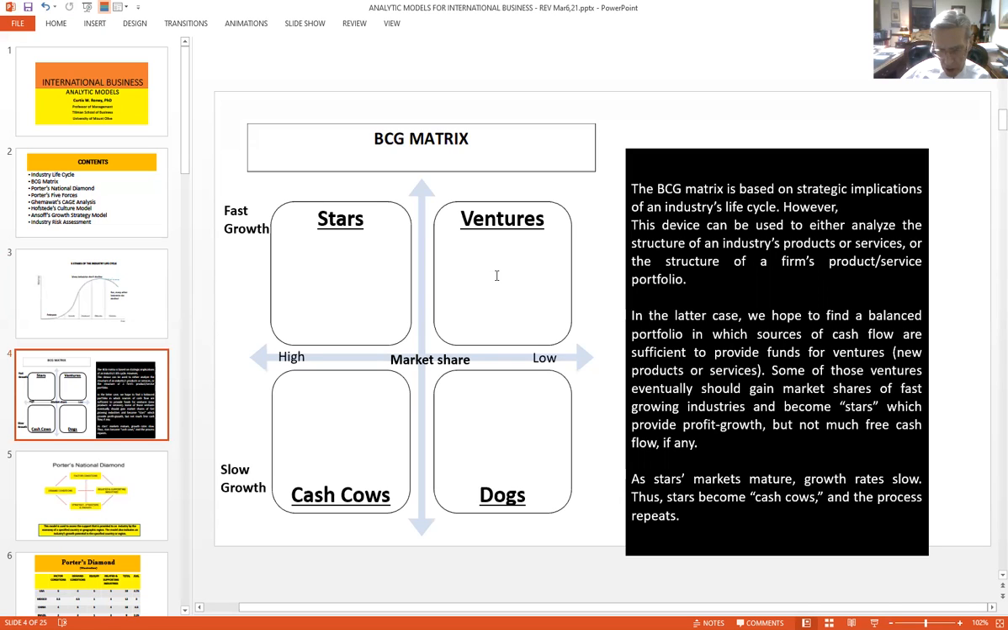But some of these ventures are going to become dogs because they're just not going to make it. Others are going to sit around in limbo for a while, and every once in a while we'll have a winner that becomes a star. But the dogs are certainly not what we're trying to generate here. What we would like to have is a balanced portfolio.